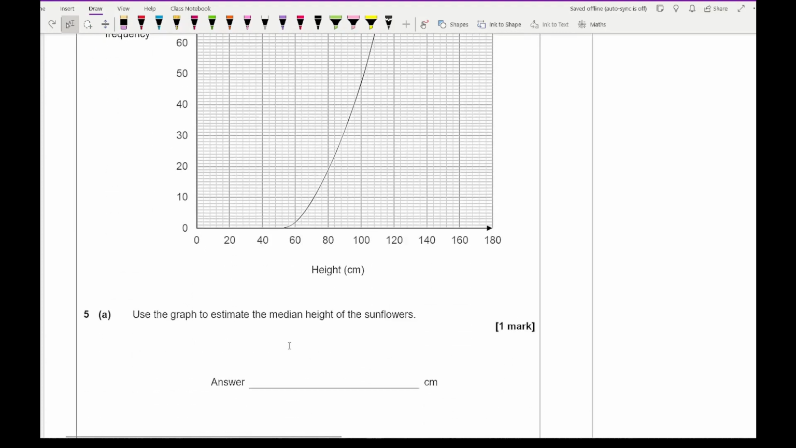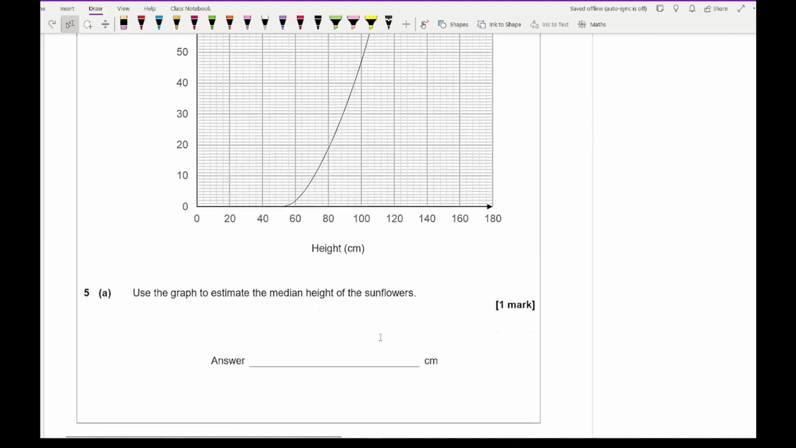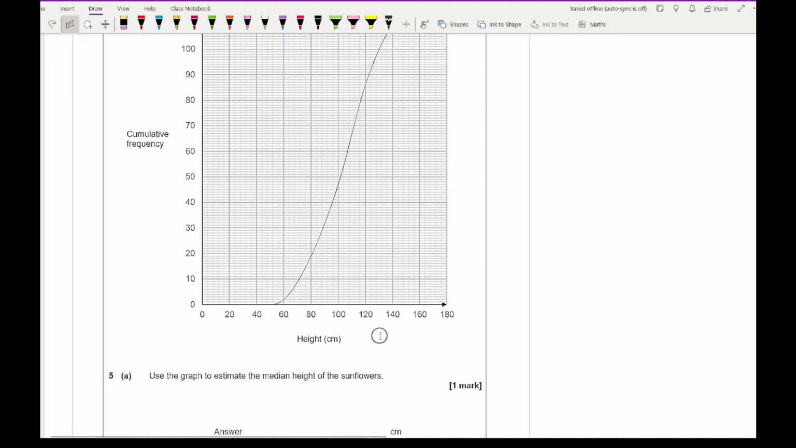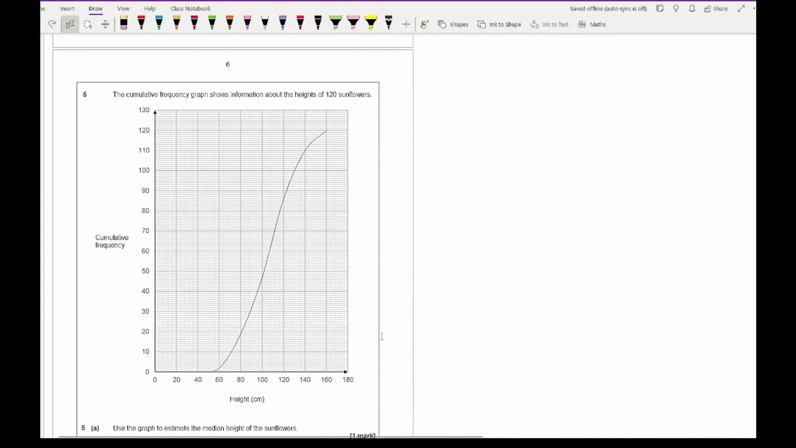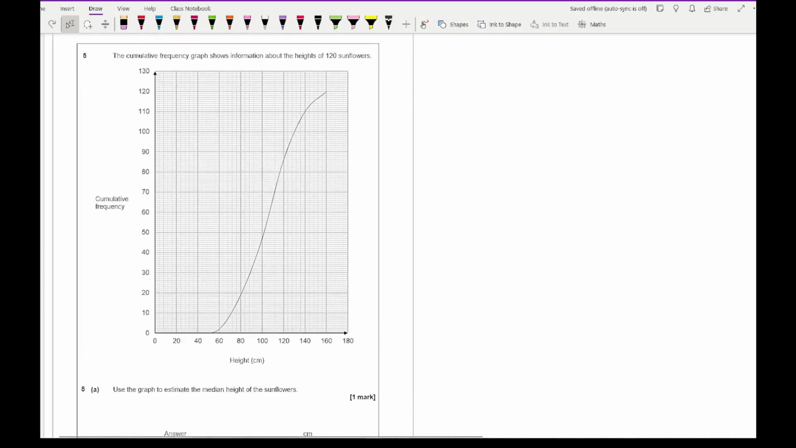it says use the graph to estimate the median height of the sunflowers. So if I just zoom out so that we can see the whole graph in all its entirety, there it is, and let me just zoom up so you can see it there. Now, the total frequency is 120, so the median is going to be at 50%, and 50% of 120 is 60.